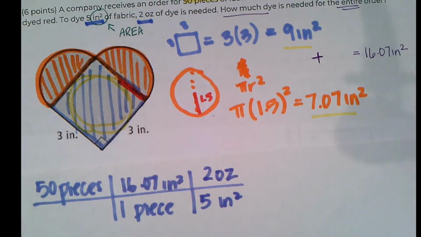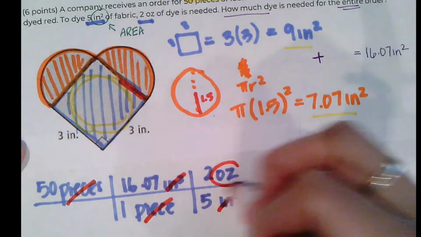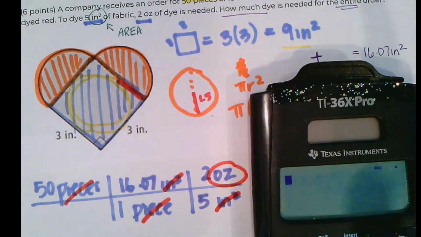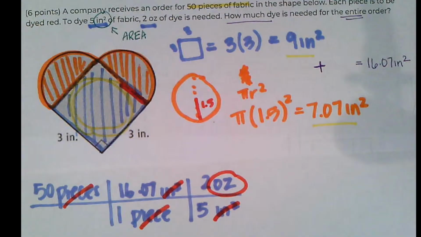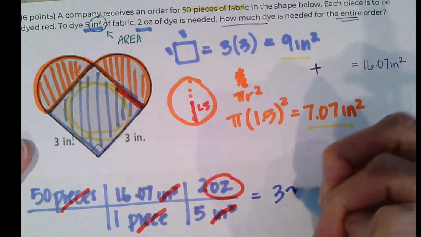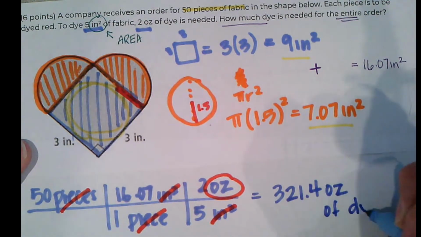And now everything will cancel as I multiply in terms of the units, pieces, inches, and I'm going to be left in ounces. So all I'm going to do is 50 times 16.07 divided by, times 2 divided by 5, right? We're going to divide by anything in the bottom. Multiply everything across the top. So it appears that we will need 321.4 ounces of dye.